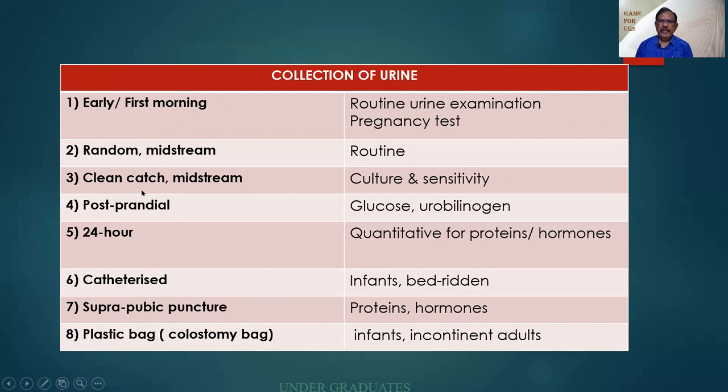Clean catch. The genitalia are supposed to be cleaned and the labia separated. Finally, a midstream urine is collected. The first part of it is not collected and the midstream alone is conducted into the containers. This is mainly for culture and sensitivity. Postprandial. It can be for glucose and urobilinogen.